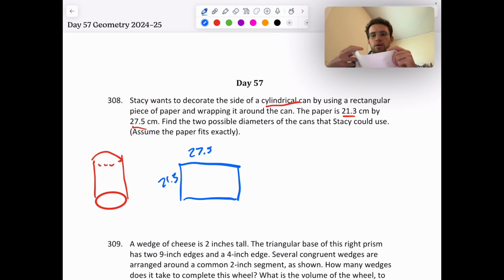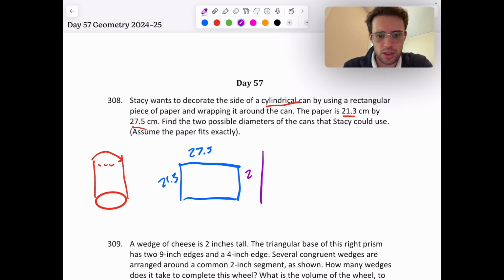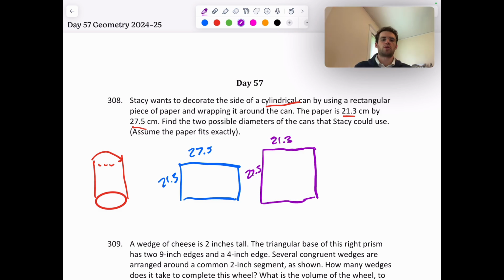and then the other one, if it closes perfectly around, would form the circumference, right? The circumference of the base. So that means either 27.5 will be the base and 21.3 will be the height, if it's oriented this way, or if you orient it the other way, right, you could have one that's 27.5 centimeters tall and 21.3 will be your circumference, again in centimeters. Those are your two options.